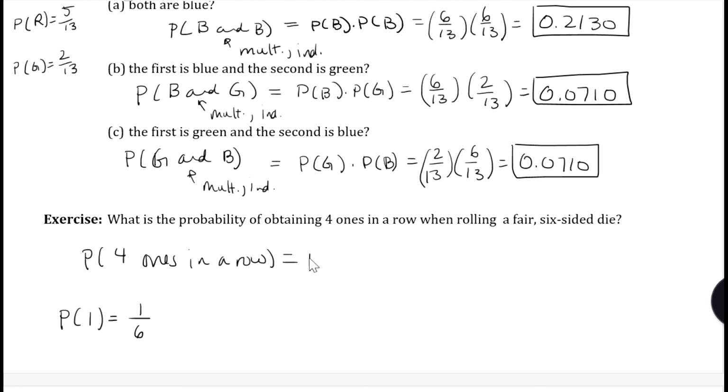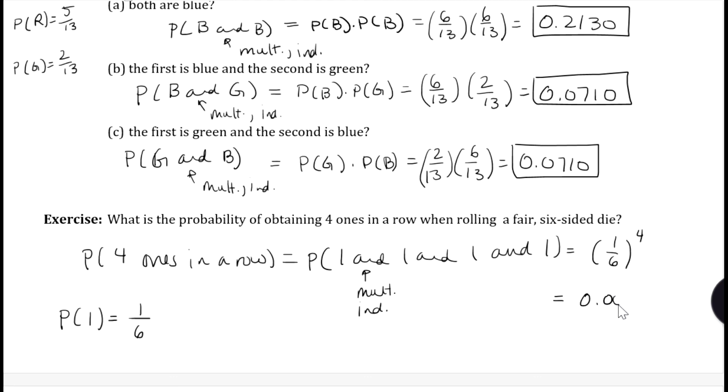So we're going to have, in this case, probability of a 1 and a 1 and a 1 and a 1. Okay, we have an and here, so we're still going to have the multiplication rule. And then if I roll the first one, is it going to affect rolling the next die as a 1? It's not going to. So they're going to be independent. So we're going to have 1/6 to the 4th power, which would be 0.0008.